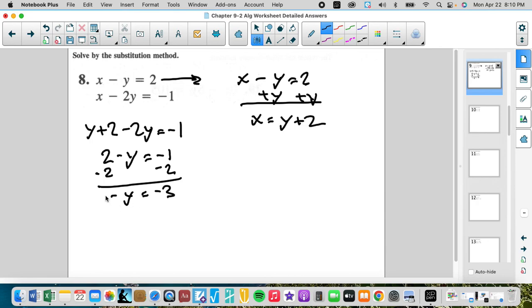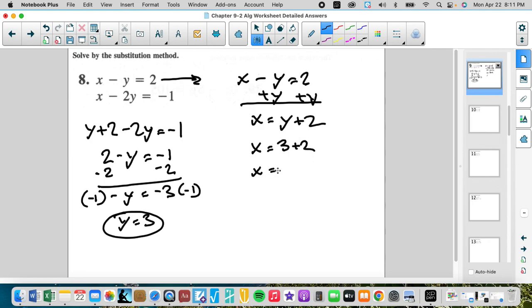I'm not isolated. I got to get rid of that negative. So y equals 3. And now I'll go back to this equation. X equals 3 plus 2. X equals 5. So my coordinate is 5, 3.